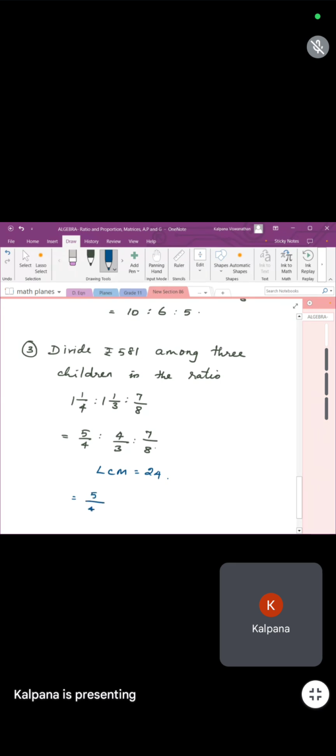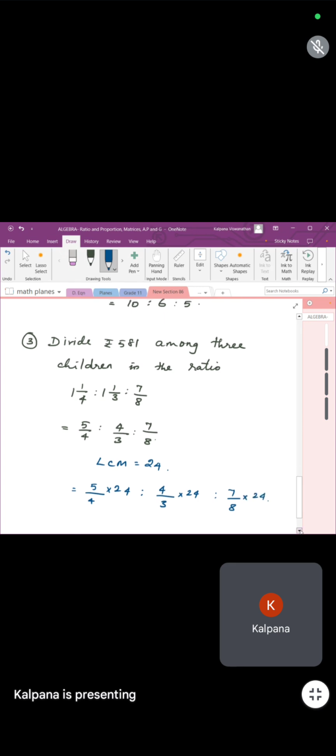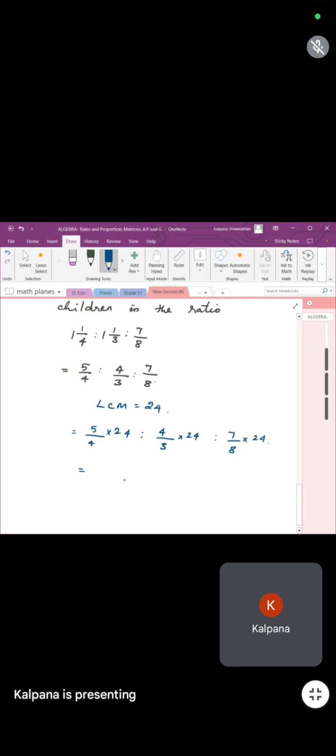Just find out what is 5 by 4 of 24. 5 by 4 into 24 is to 4 by 3 times 24 is to 7 by 8 times 24. So how much are you getting? We will get a whole number in this case. So when you find the LCM and multiply by that, you will get 30, 32 and 21. So we got whole numbers.